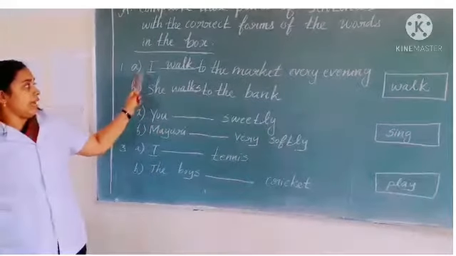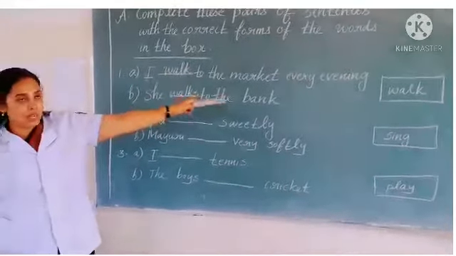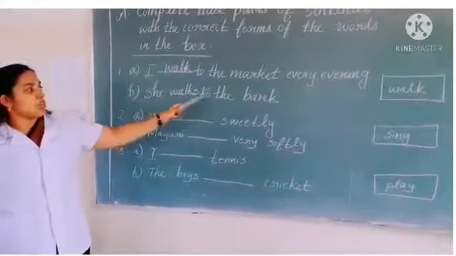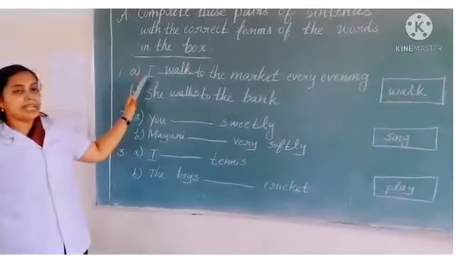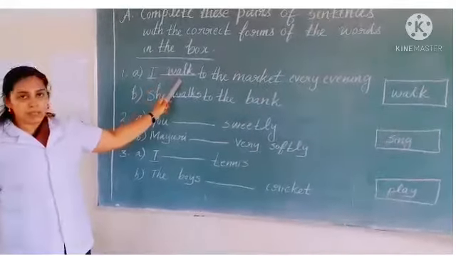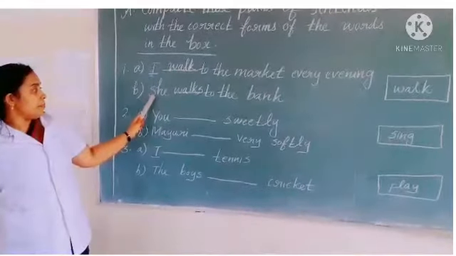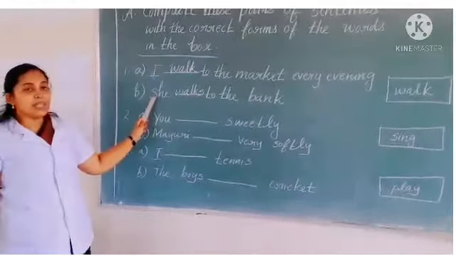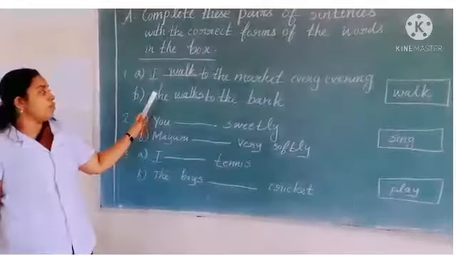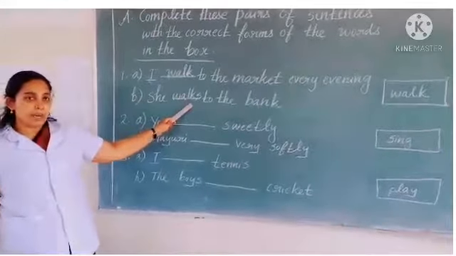So first one, A, I walk to the market every evening. B, she walks to the bank. Here the noun is I, so we do not add s with the verb. In B, the noun is she, singular one, so we need to add s with the verb.